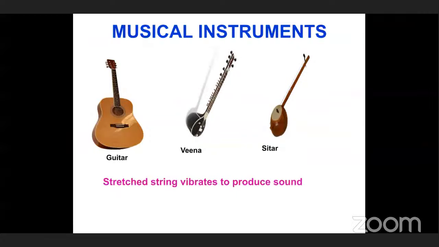Now see, here are a few more musical instruments. For example, guitar, veena, sitar. Do you know, students, each musical instrument has a different vibrating body, due to which that body part vibrates and produces sound. In this picture, guitar, veena, sitar have a string as the vibrating part. When the stretched strings vibrate, they produce the sound and make us feel happy.